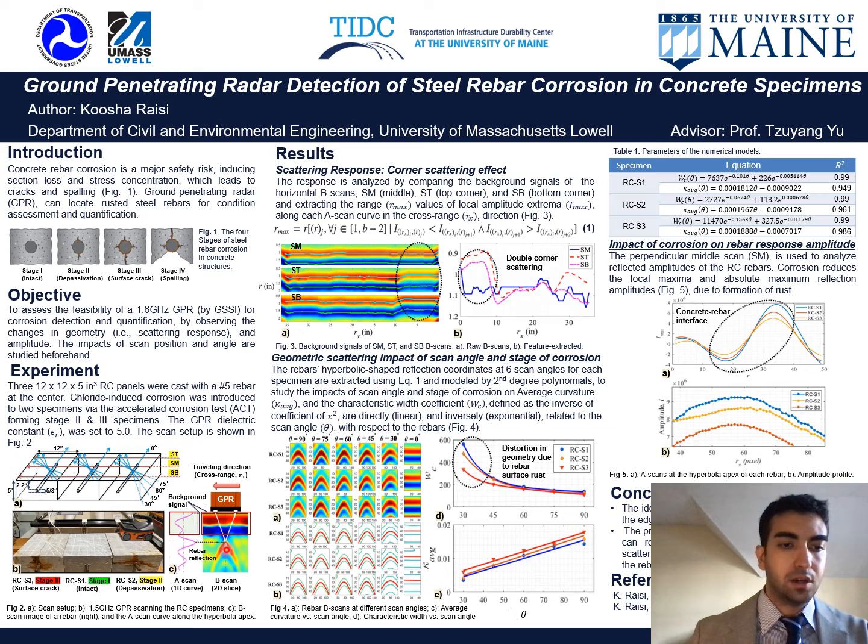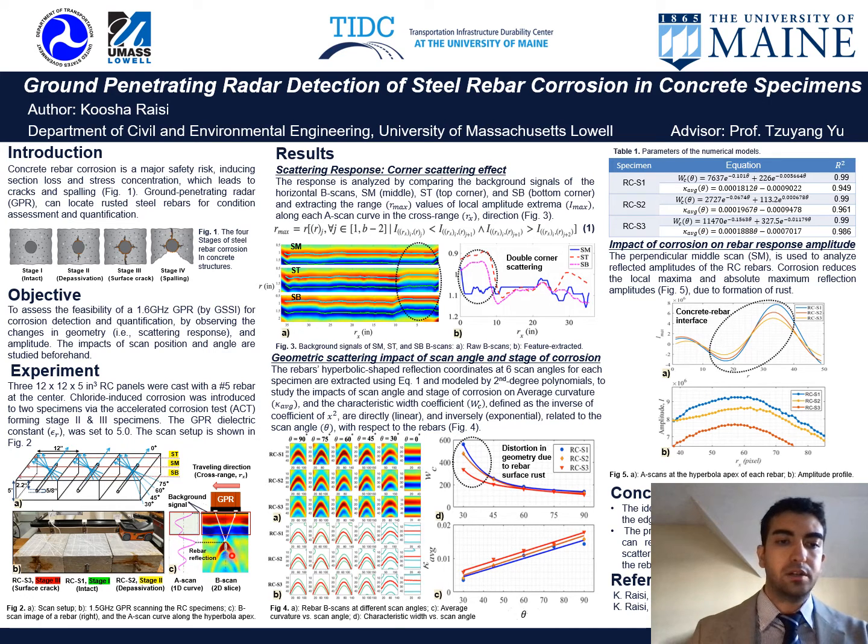And the GPR device has a value called the dielectric constant, which we set to 5. And as you can see, the B-scan image of a GPR is basically a 2D slice through the specimen. And it is made up of a finite number of 1D curves called the A-scans, as you can see here.